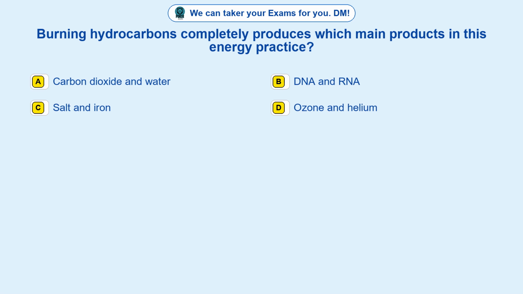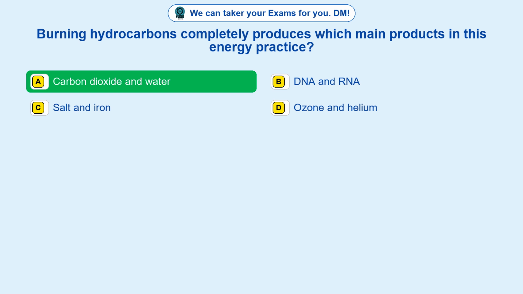Question 55. Burning hydrocarbons completely produces which main products in this energy practice? Option A, carbon dioxide and water. Option B, DNA and RNA. Option C, salt and iron. Option D, ozone and helium. The correct answer is option A, carbon dioxide and water.